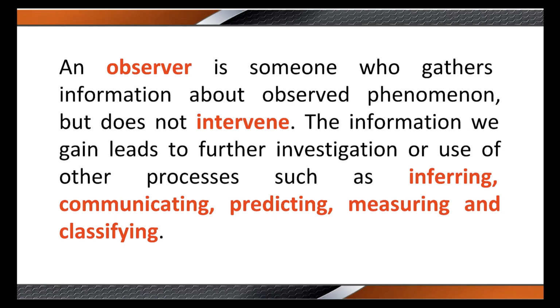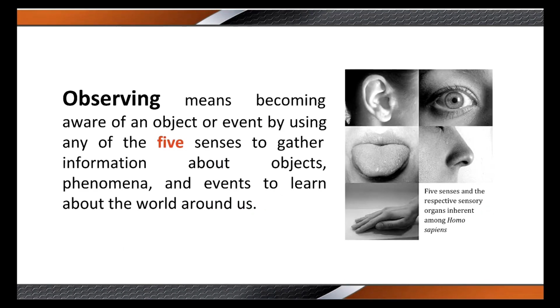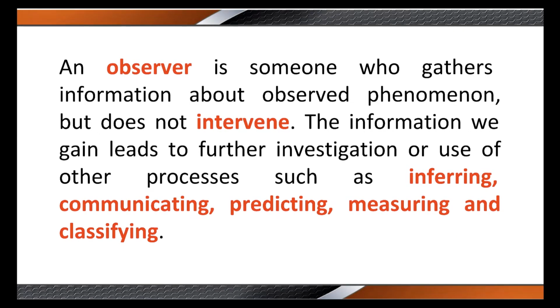So as you are observing and gathering all this information, what we do with that is we start to process it and start to make some inferences. We want to communicate what we're finding. We want to predict what is happening or what's going to happen. We want to measure and classify things. All of those 5 senses can be used to gather information, to gather data that we can compile together to maybe form a new theory, to maybe come up with a mathematical law. So there's all kinds of things that we can do, but it all starts with an observation.